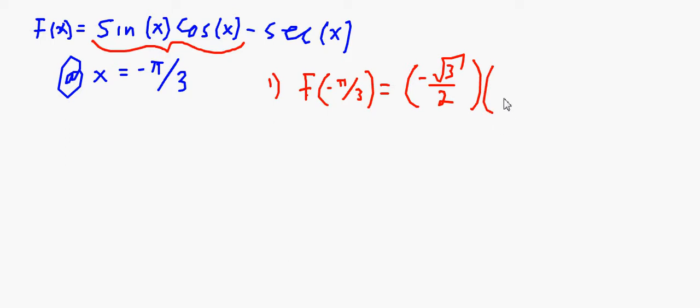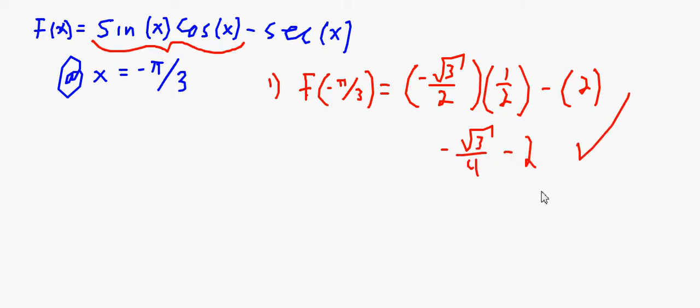Cosine of negative pi over 3 is 1/2. And secant of negative pi over 3 is the reciprocal of cosine of negative pi over 3, which is 2. So our answer is negative root 3 over 4 minus 2, which is a number. It's defined there. Check. Number 2, show that the limit exists.